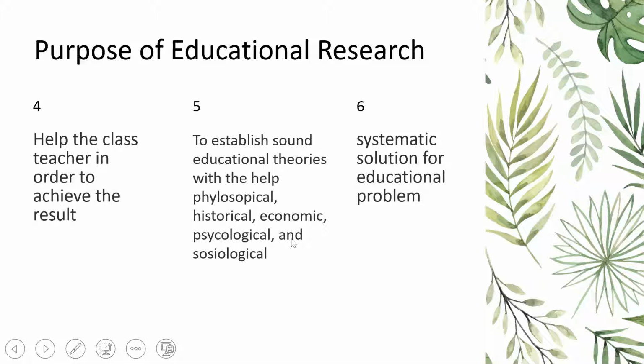And then the fourth purpose of educational research. We can use the result of educational research to help the class teacher in order to achieve the class aims, or the aims of teaching and learning. And the fifth purpose is to establish sound educational theories with the help of philosophical, historical, economic, psychological, and sociological perspectives. We can also get a systematic solution to educational problems from educational research.